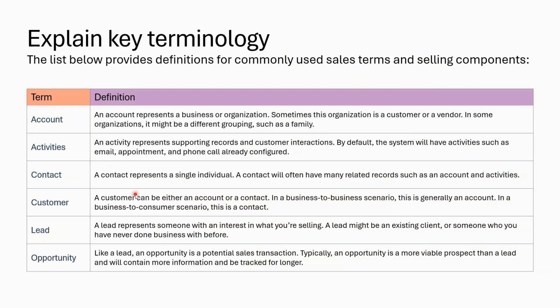Contacts. It can be a contact where we can show the customer details, the single individual customer details, in this contact table as well. Next, we have customer, where a customer can be either an account or a contact. According to that, we can generate the business-to-customer scenario, and in this we can establish a good relationship with the customer. Very important is lead.